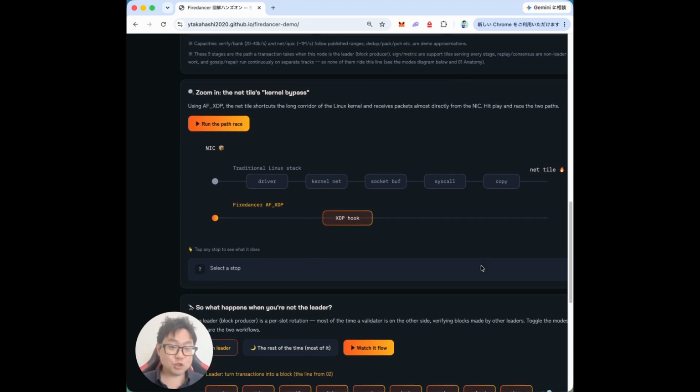And next, let's look at the kernel bypass. What we just saw was the flow after a transaction enters the validator. But if it takes too long just to reach Firedancer in the first place, the overall speed cannot improve. That's why Firedancer uses a technology called AF_XDP to bypass the kernel. This speeds up the journey to the validator itself. Let's try it. Wow, too fast.